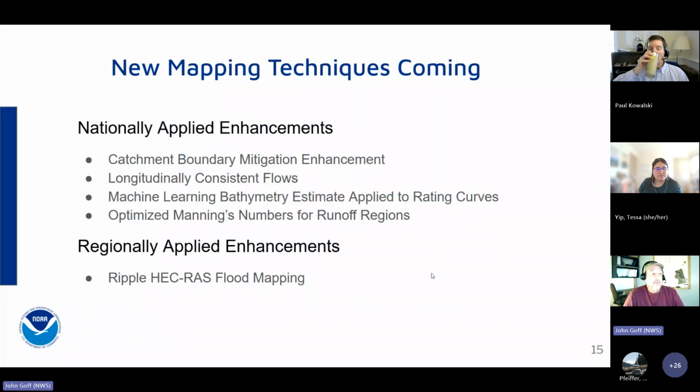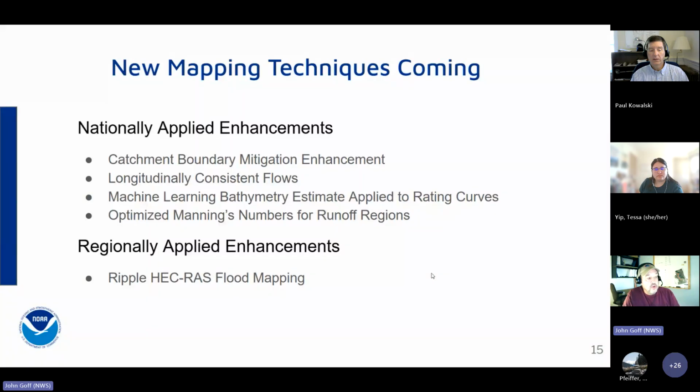There are a lot of new mapping techniques coming. It's really exciting. The catchment boundary mitigation is reducing some of those biases. They're doing a lot of AI work to estimate better rating curves on a lot of these streams. And they're using some more optimized Manning numbers. It's a little too complex to get into for the sake of this talk, but Manning's equation is one of the baseline equations that helps drive routing down a stream. In that equation, they make a lot of assumptions anyway, but they're enhancing some of that.